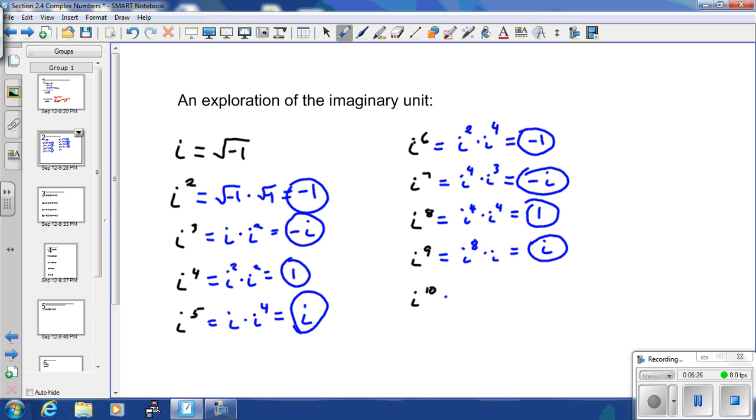And then we have I to the 10th. That could be I to the 9th times I if we wanted to do it that way. We could say it's I to the 8th times I squared. Either way you do it, you should get the same thing. I to the 8th is 1, I squared is negative 1, so this gives me negative 1.